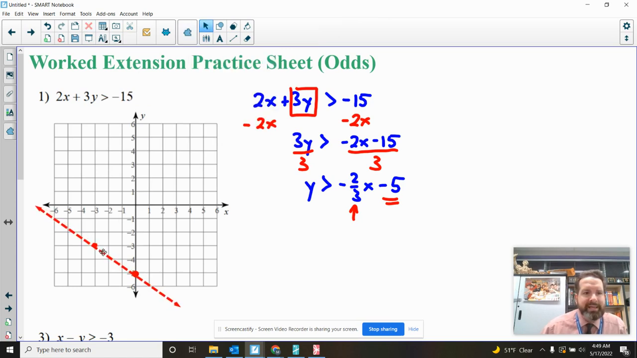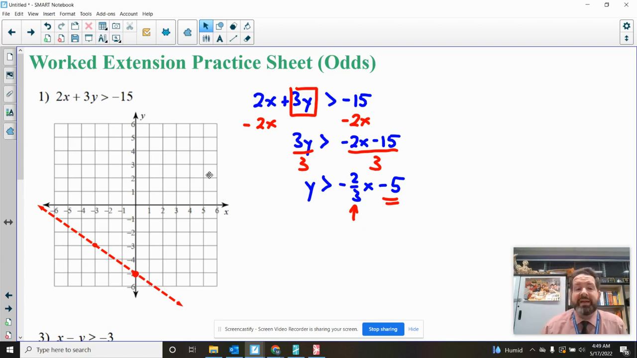So what am I seeing? I've got this line. It goes through my y-intercept at negative 5. It's got that slope that goes either down 2 and right 3, or conversely, for us to stay on the grid, up 2 and left 3. What matters is that when you're finished, you want to see the line going down from left to right with that negative slope.